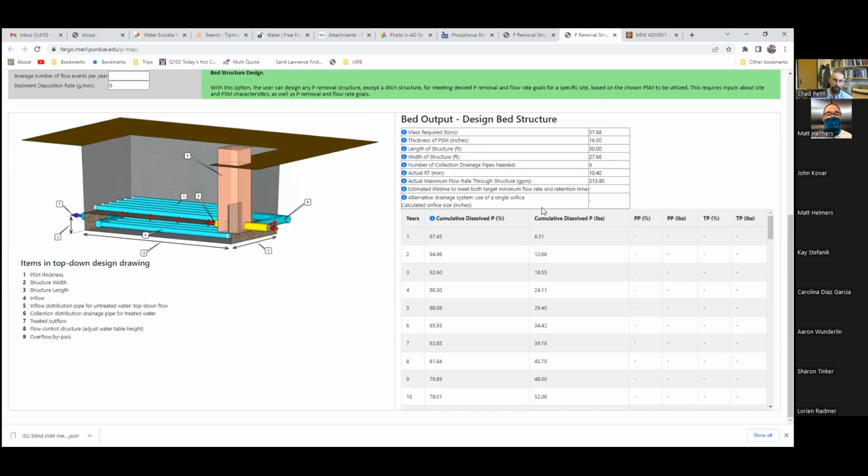There we go. No red flags. So in order to meet all your goals, you had to make it bigger. Nearly 60 tons of the media, layered 16 inches thick, area equal to 30 foot by about 27.5 feet in area. Your 4-inch diameter pipe, you need 6 of them. And you do that, you meet your retention time goal and your flow rate goal.